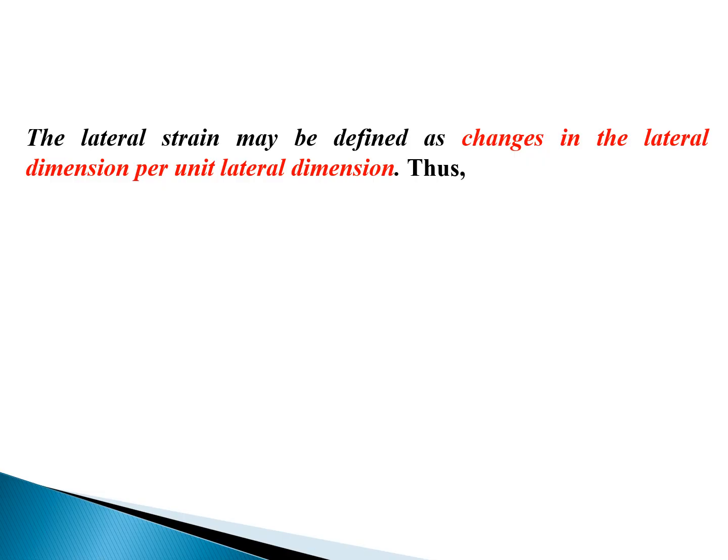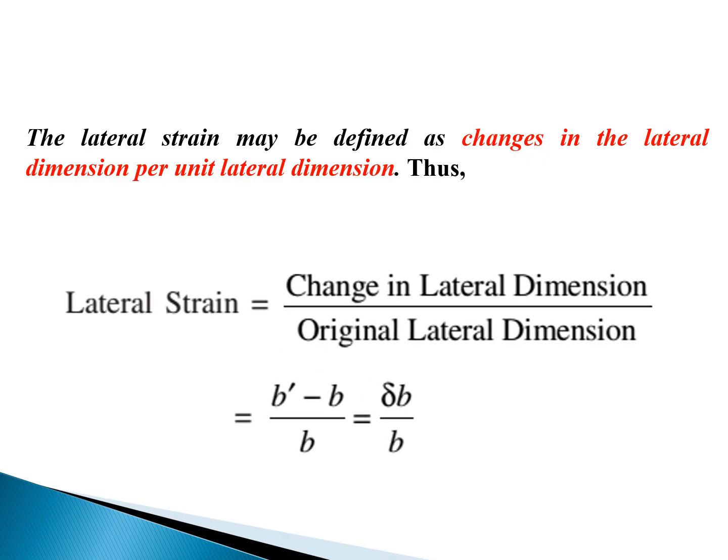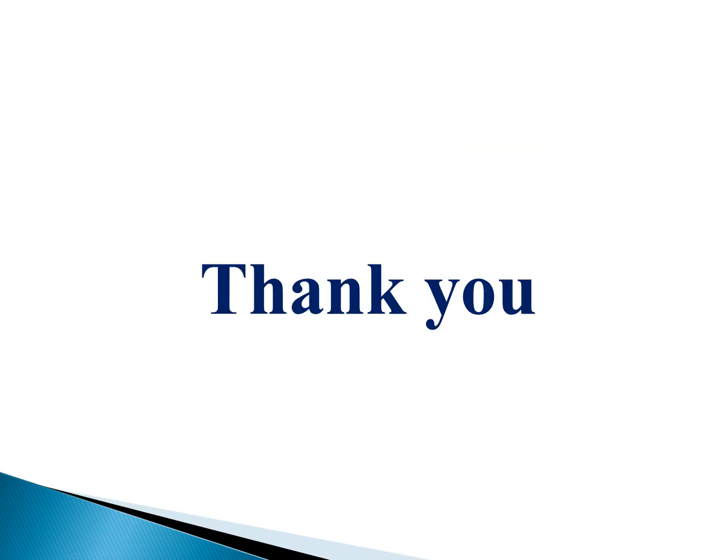Now the lateral strain may be defined as change in lateral dimension per unit lateral dimension. So lateral strain can be defined as change in lateral dimension by lateral dimension. So here change in lateral dimension, that is B dash minus B, by B. So B is the original dimension, B dash is the changed dimension. So change in dimension should be B dash minus B.